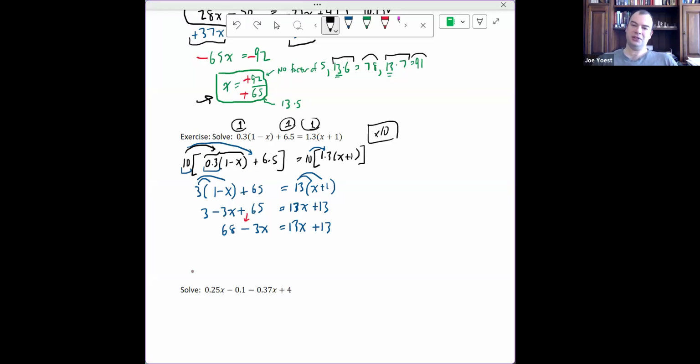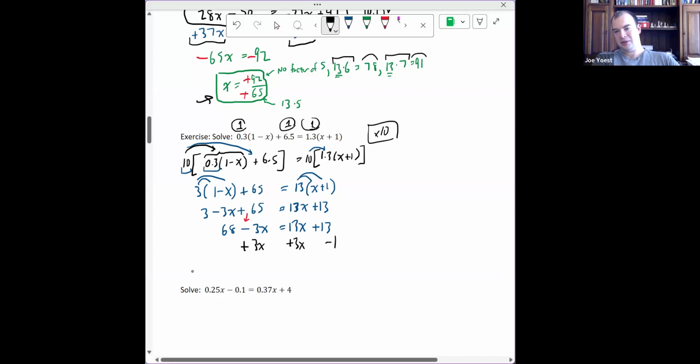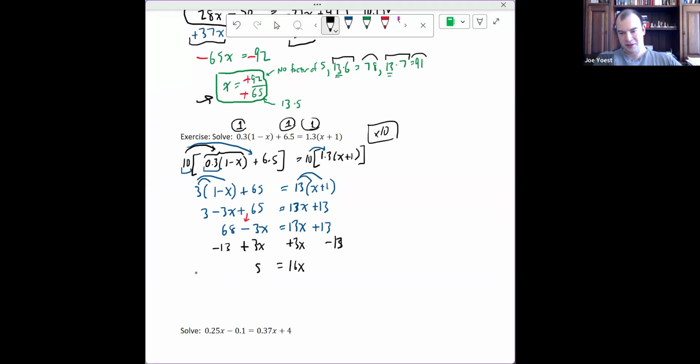Now, if I had negative 68 minus 3x, I'm kind of stuck. Something's got to have a negative at the front. So it is what it is. Then I'll just be extra careful. I add 3x to both sides and I subtract 13 from both sides. This gives me 16x on the right, and 68 minus 13 is 55 on the left. I don't know what's with my 5s and 3s today. I feel like they're sloppier than usual.